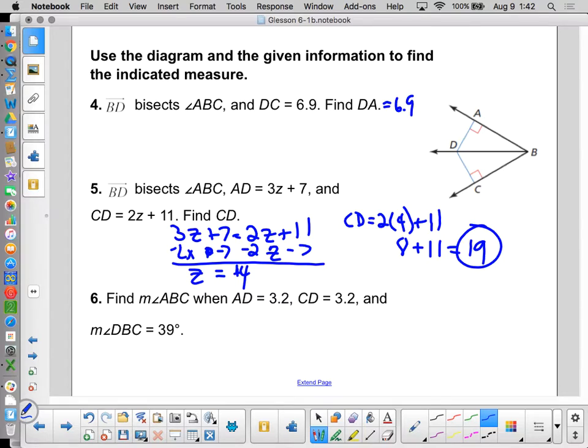Finally, find the measure of angle ABC, which is the outer angle, when AD is 3.2 and CD is 3.2. Aha, so if both these are 3.2, that means this is the bisector. And if DBC is 39, I want the whole angle. That's going to be double 39 or 78 degrees. Only thing you need to really be careful of there is to make sure that you answer for the correct angle. You don't answer ABD. You find the measure of angle ABC, not ABD.